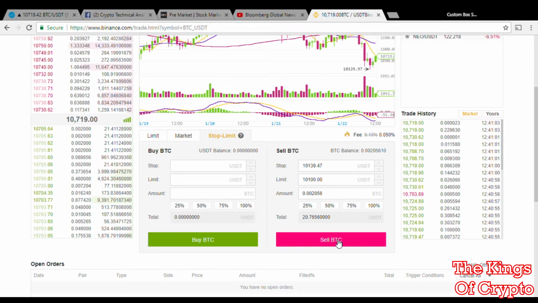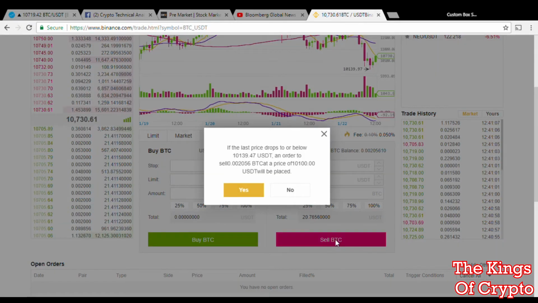I hit sell BTC. Now it says if the last price drops to or below 10,139.47, in order to sell 0.002056 BTC at a price of 10,100 US dollars will be placed. I love how Binance breaks it down and gives you a very straightforward explanation of exactly what you're doing before you go ahead and set your stop loss order. So I'll hit the yes button.